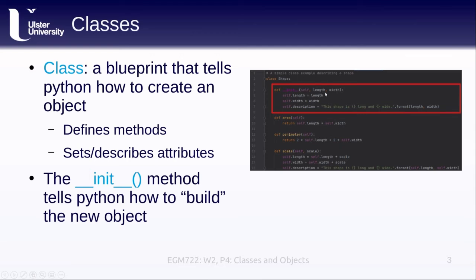We then pass a parameter called length, a parameter called width, and then Python says, okay, well, that object, I set the attribute length to be whatever the length was that was passed to the init method. Same thing with the width, and then I set an attribute called description that is a string that just tells the user how long the shape is and how wide the shape is. And then we have the other methods that we're defining here, like area, perimeter, and scale.